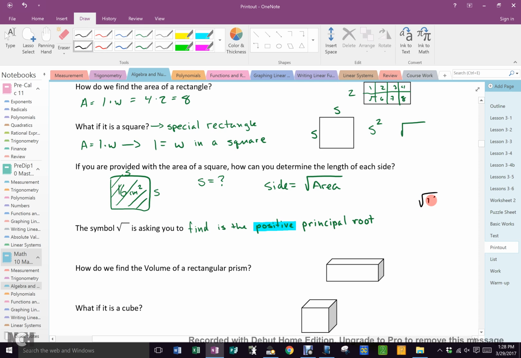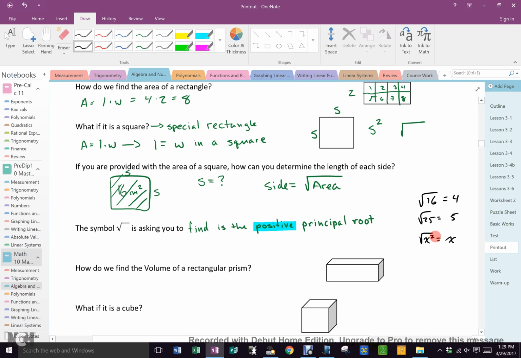What is the square root of 16? 4. Why? Because 4 times 4 is 16, right? What is the square root of 25? 5. Why? Because 5 times 5 is 25, right? What is the square root of x squared? X. Because x times x would give us x squared, right? You with me? Everybody cool with that?